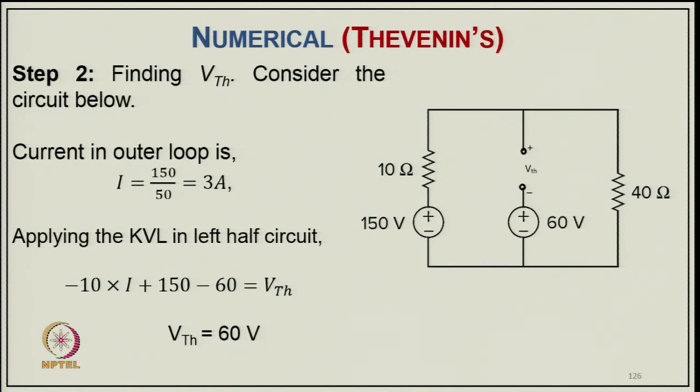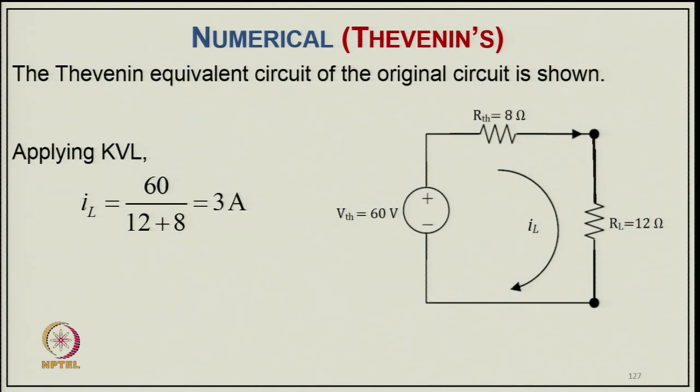And now, finding the VTH considering the circuit here. Consider I in the outer loop. You can have minus 10 into I plus 150 minus 60, so VTH will be 60 volt. Now you can have a circuit here with VTH equal to 60 volt and RTH equal to 8 ohm with RL equal to 12. Applying this, IL equals 60 by 12 plus 8, that is 3 ampere.